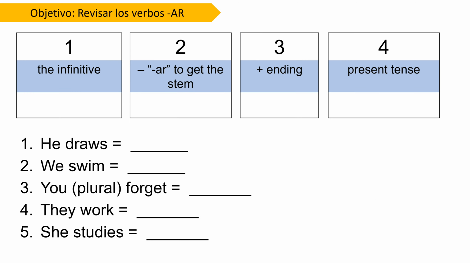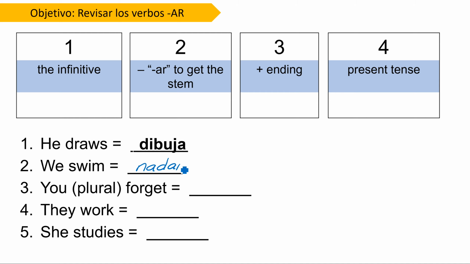Now, let's work through that. Pause the video for a second and work your way through these 5 examples. He draws, we swim, you plural forget, they work, and she studies. So taking the infinitive, to draw is dibujar. Take off the AR to get the stem, dibuj. Adding the ending for he, o, as, a, the ending is a. So dibuja, he draws.